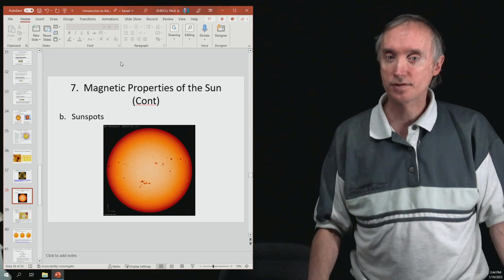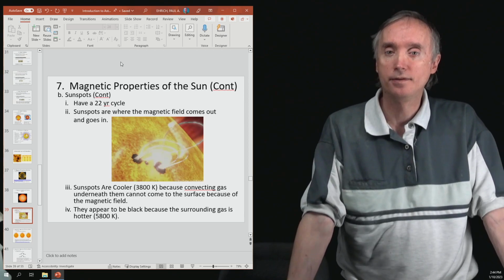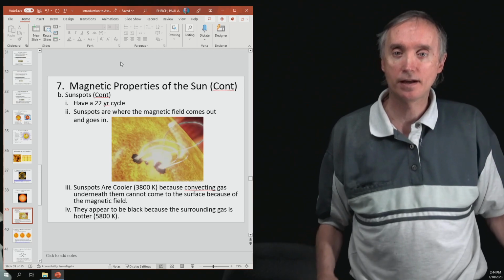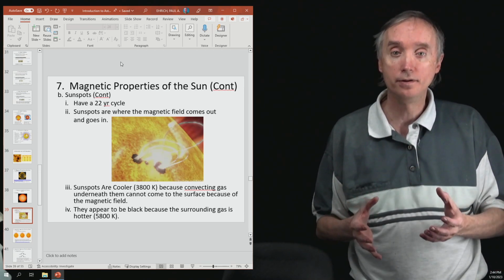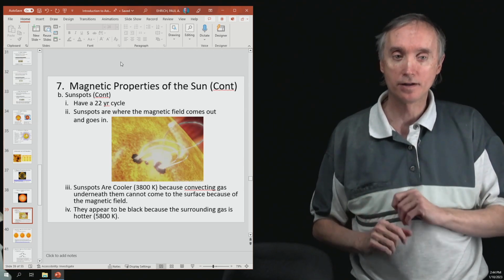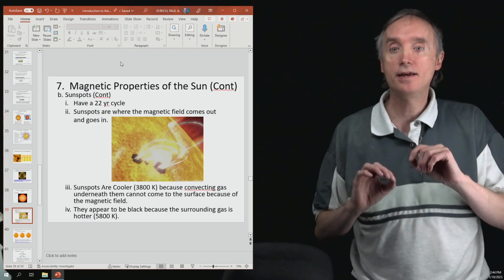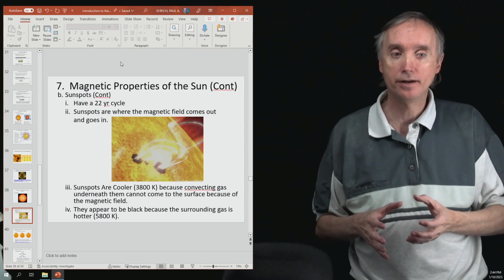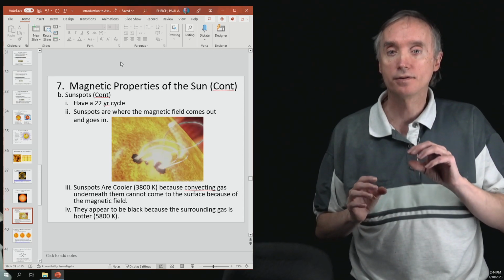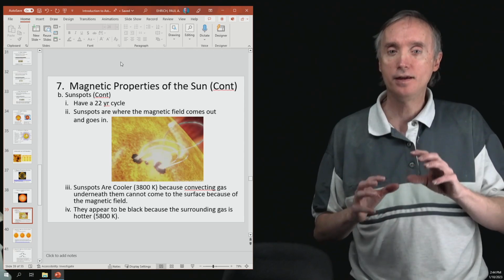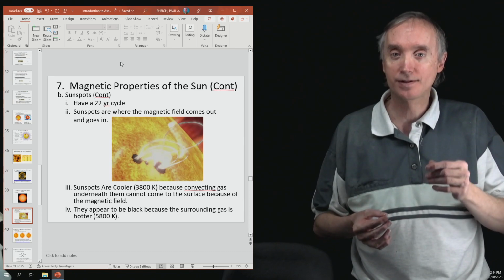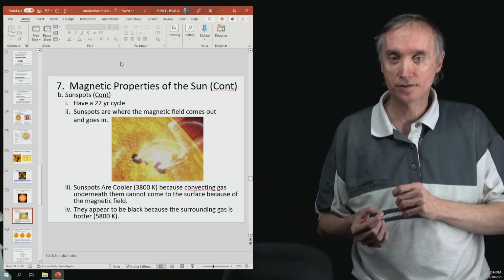A sunspot has a 22-year cycle. This means that at year 1 of the sunspot cycle, the sun has no sunspots on it. Then as the years go by, more and more sunspots begin to appear on the surface of the sun. And then all of a sudden the sunspots begin to go away. That is going to be year 11 in the sunspot cycle.